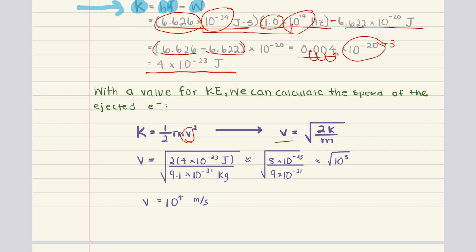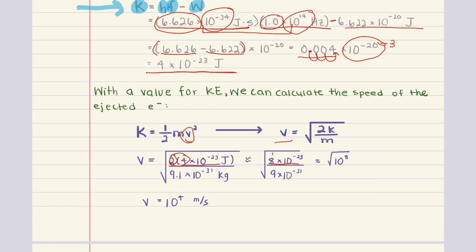Now we have all of these variables as well, so we can go ahead and plug them in. We have the square root of 2 multiplied by 4 times 10 to the minus 23 joules, and this is divided by 9.1 times 10 to the minus 31. 2 times 4 here is equal to 8, so we have 8 times 10 to the minus 23 divided by 9 times 10 to the minus 31.